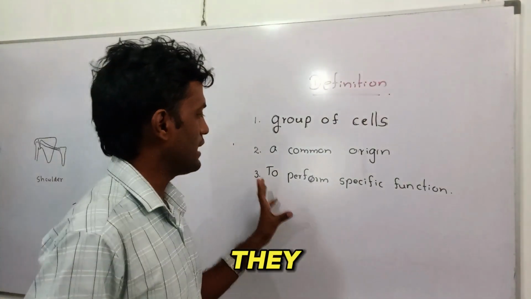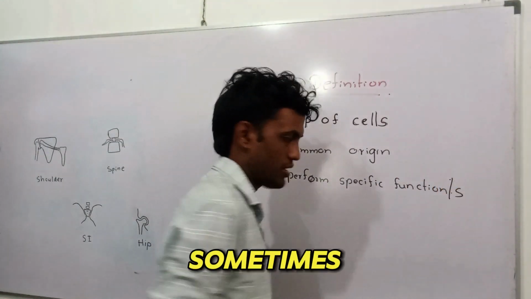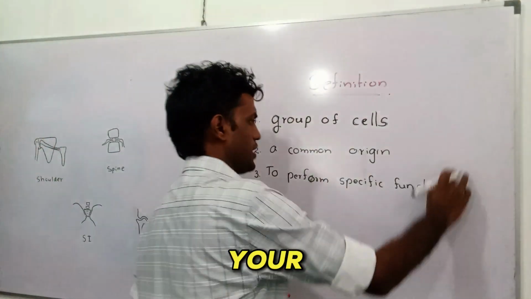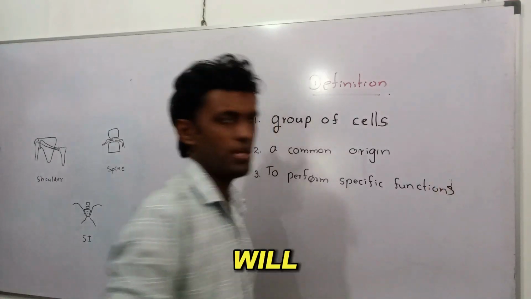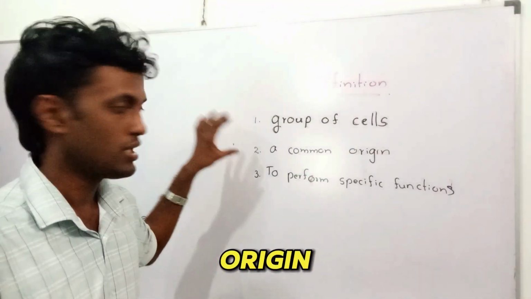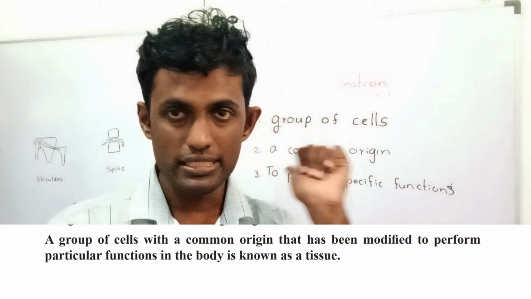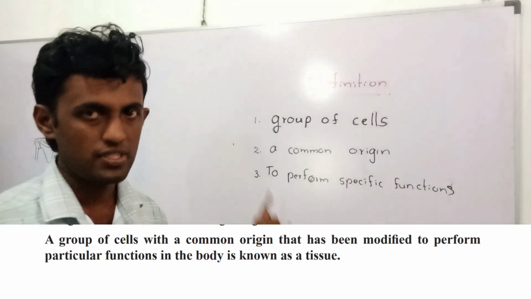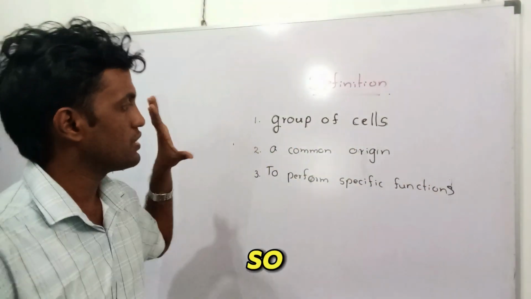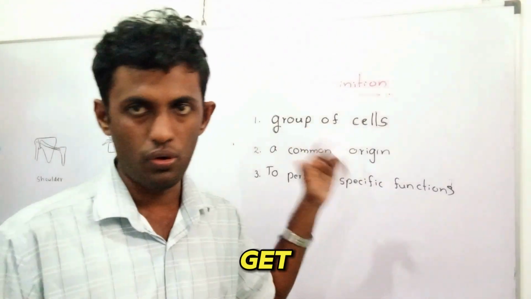And also they perform a specific function or functions, right? Sometimes a specific function, sometimes specific functions. Mainly your textbook gives it as specific functions, so I will mention it like that. So a group of cells having a common origin and performing specific functions. Okay, that's the definition of tissues. This is common for plant tissues and animal tissues as well. These three keywords are essential for your definition, otherwise you can't get full marks.